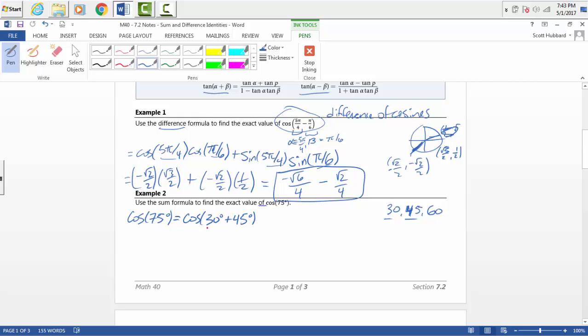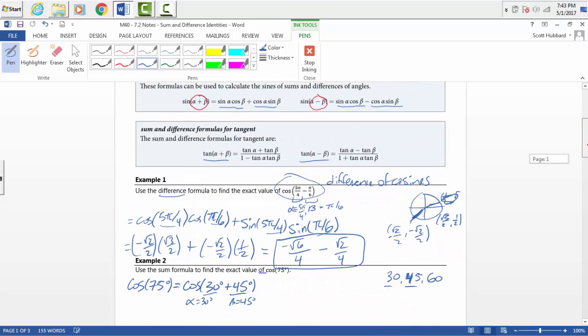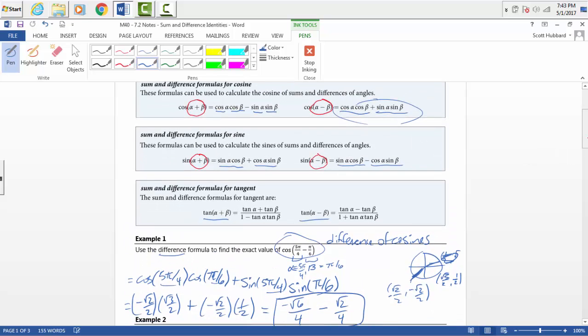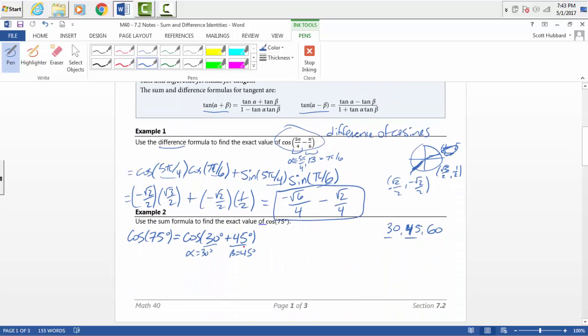Aha. So this now is in terms of standard angles. So my alpha is 30 and my beta is 45 degrees. And so we have 30 plus 45, and so that means I'm going to use the formula for cosine that's adding. And so it's right here. So I'm going to use that formula. Cosine, cosine minus sine, sine. So it's going to equal cosine 30 cosine 45 minus sine 30 sine 45.